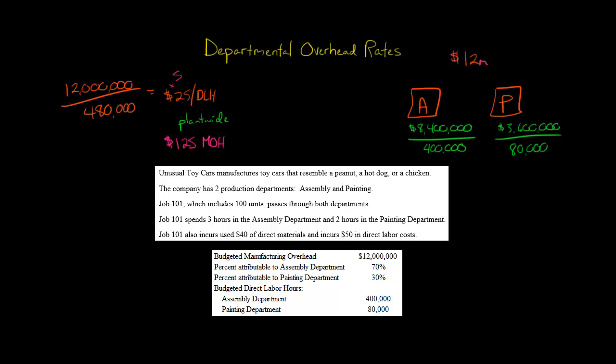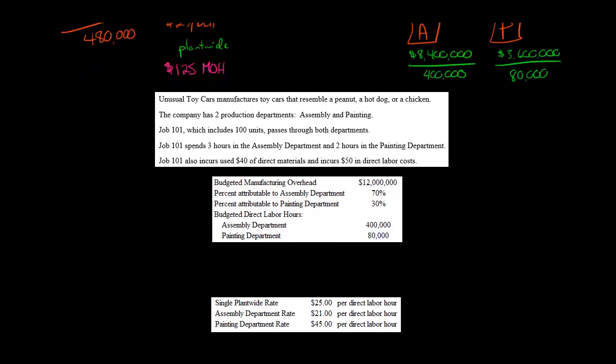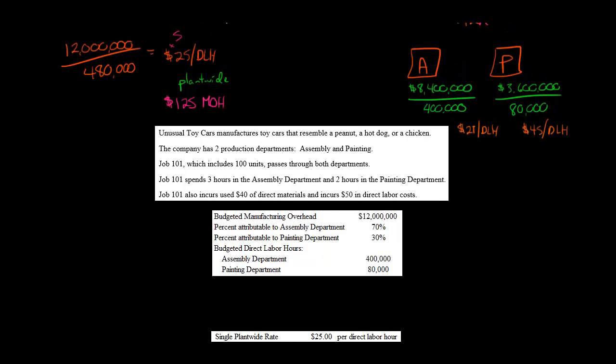So now we've got a rate for each department, not just the plant-wide rate we talked about before. Our rate for the assembly department is $21 per direct labor hour, and our rate for the painting department is $45 per direct labor hour. And how do I get that? I just took 3.6 million divided by 80,000. That's 45. So we have a different rate for each department.